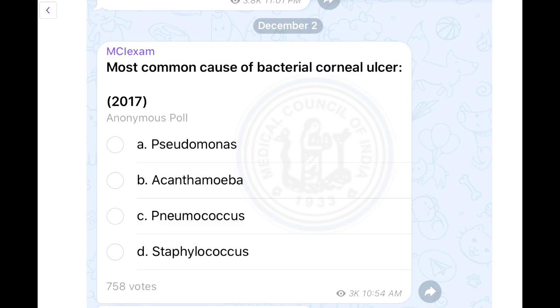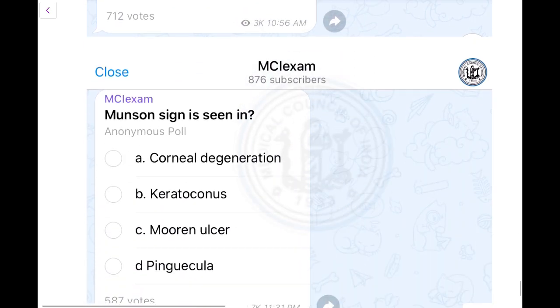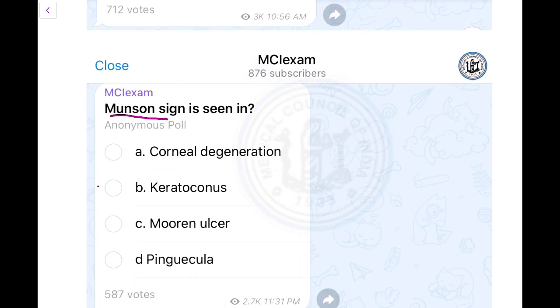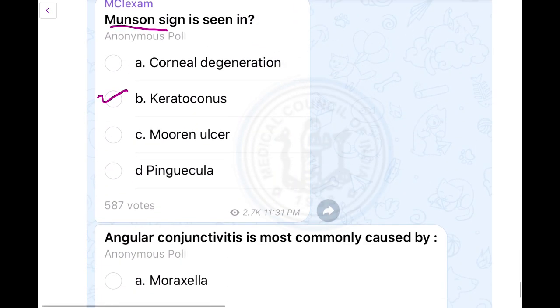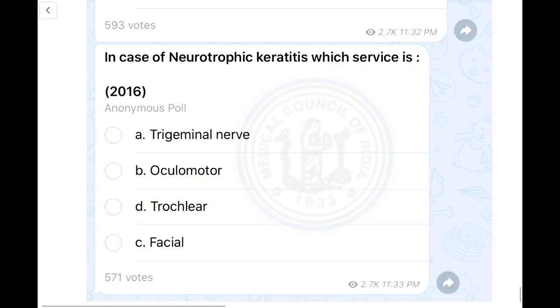Most common cause of bacterial corneal ulcer is Staphylococcus. Salmon patch is seen in interstitial keratitis. Munson sign is seen in keratoconus. Angular conjunctivitis is most commonly caused by Moraxella. In case of neurotrophic keratitis, which nerve is involved? Trigeminal nerve.